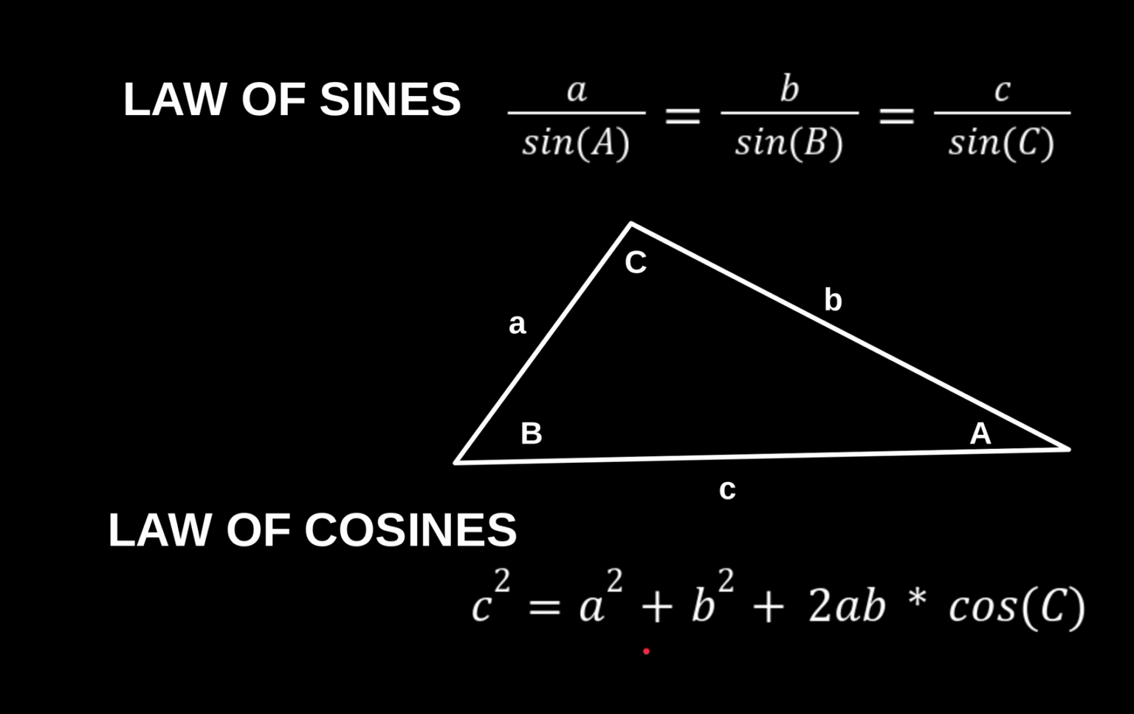Law of cosines is assuming you only have one angle, but you do have all 3 sides. So in this case, it can help you calculate the angles. C squared is equal to a squared plus b squared minus 2ab times cosine of C. And remember, cosine of pi over 2 is 0. So for a right triangle, this is just saying a squared plus b squared equals c squared.